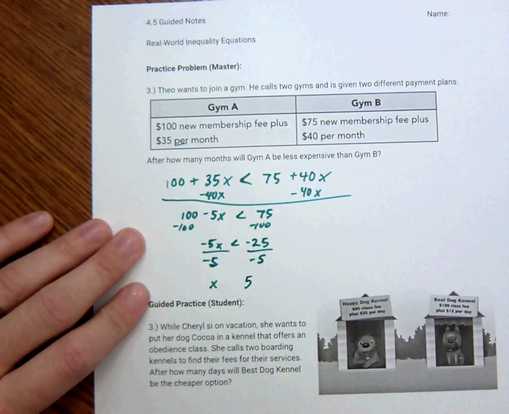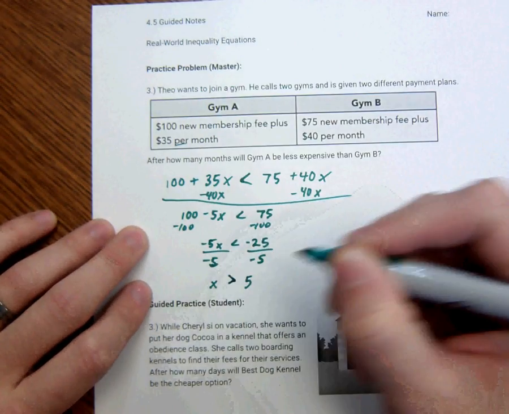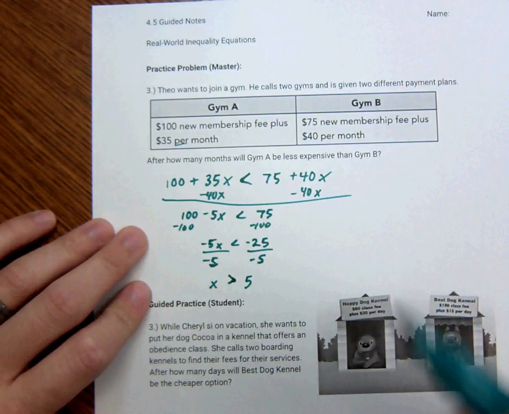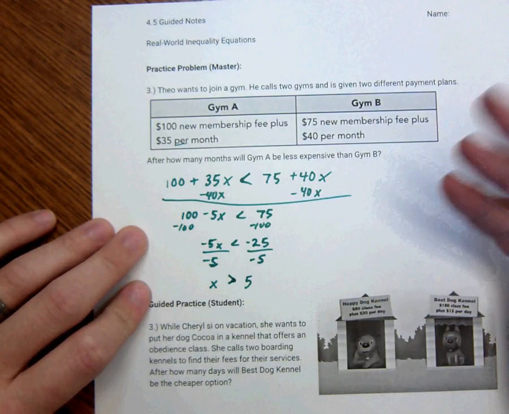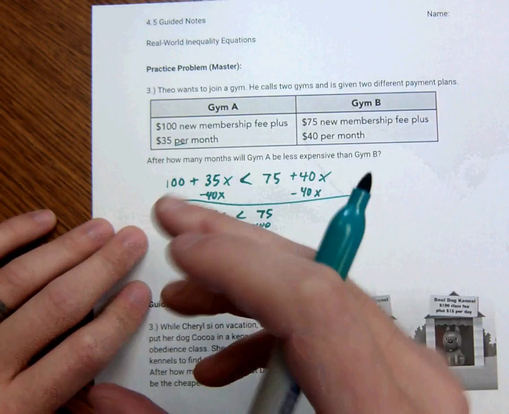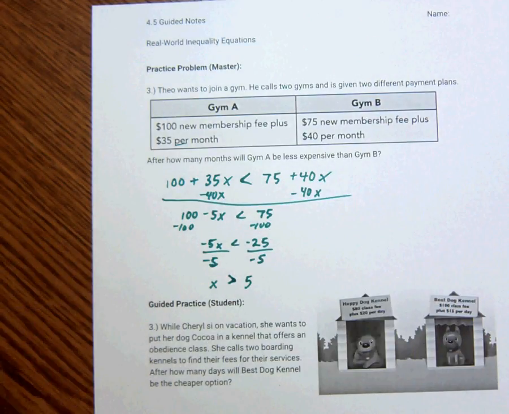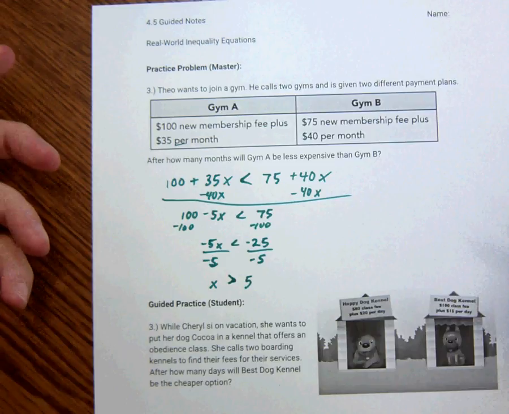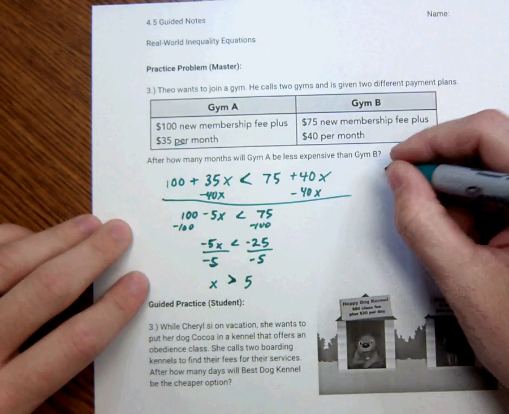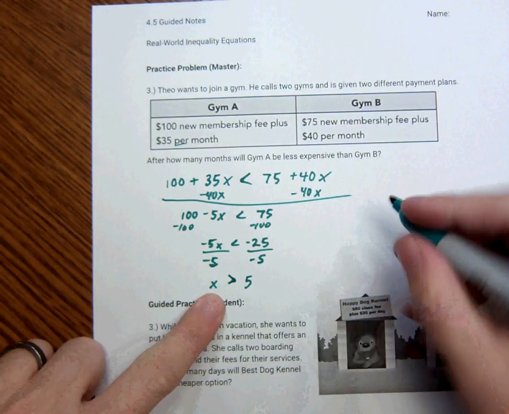I get x is something 5, and you should have a red alert. I just divided by a negative number, so my inequality must turn the other direction. Right? X is greater than 5, and remember, if we divide by a negative number, if we multiply by a negative number, the inequality flips, goes back and forth. So X is greater than 5. What that means is that he has to go in more than 5 months.